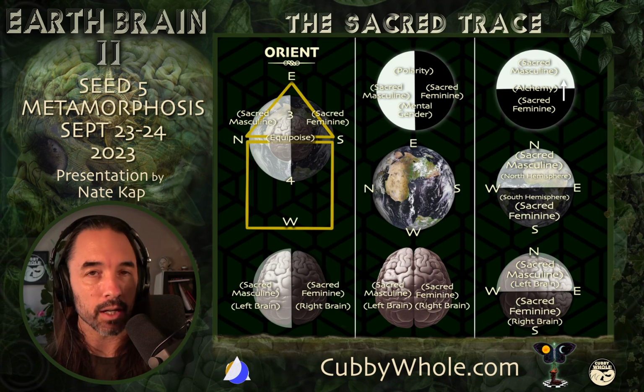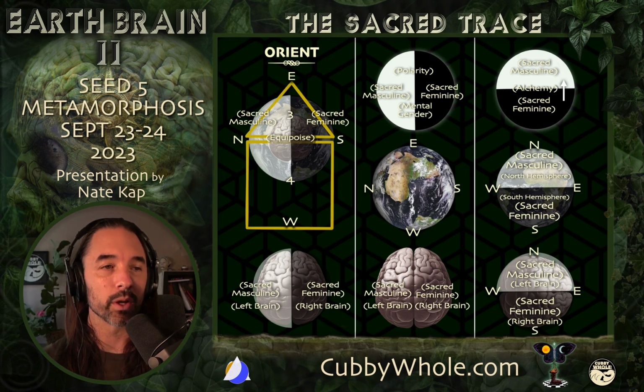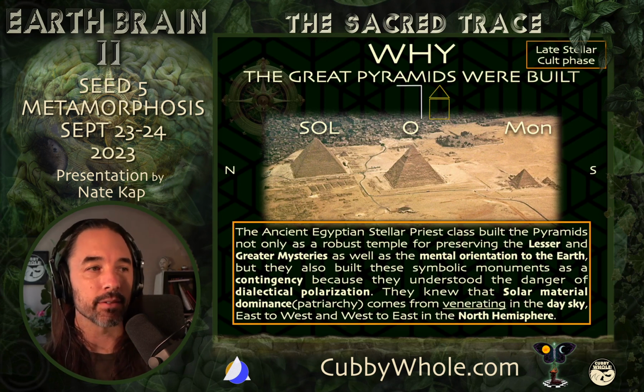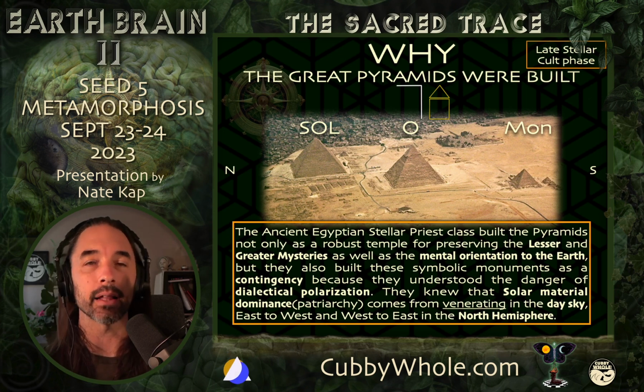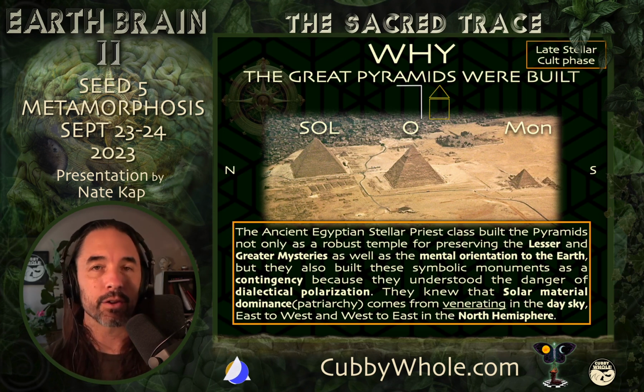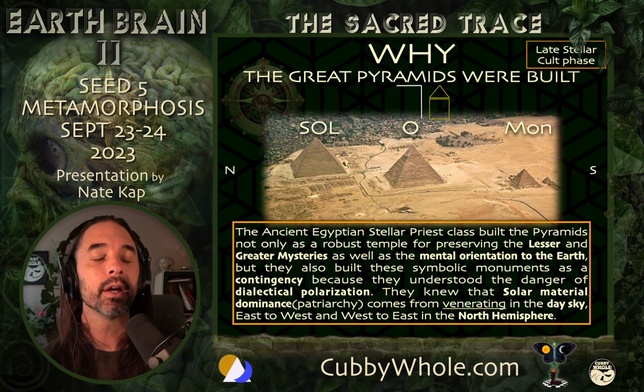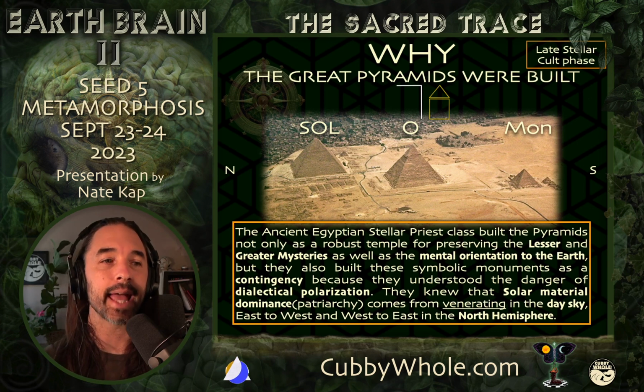This is something I've been talking about the whole presentation. And once we understand the orientation to the earth through the mythology, we can really start to gain our balance back as a species. But they also built these symbolic monuments as a contingency, as a warning to future generations, because they understood the danger of dialectical polarization. They understood the dangers of dark and light going to war with each other, and they knew that the solar material dominance comes from venerating in the day sky, east to west and west to east, in the north hemisphere.